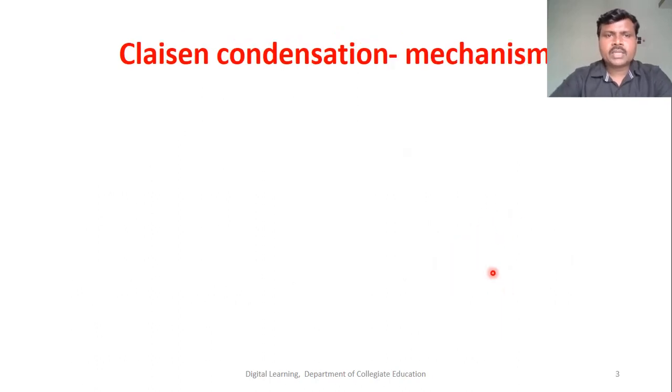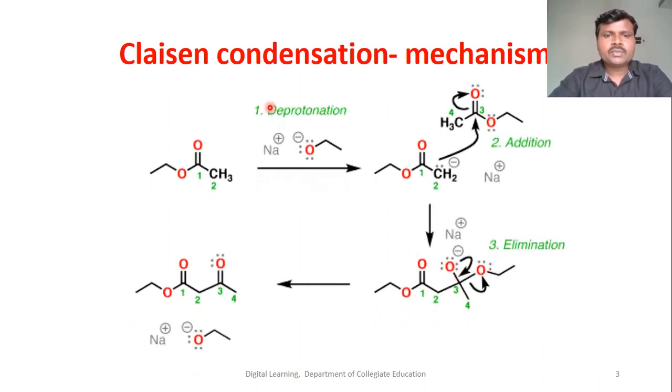Next we'll move on to the mechanism of Claisen condensation reaction. The mechanism involves three steps: deprotonation, that is removal of proton, the second step is nucleophilic addition reaction of carbanion, and the third step is elimination of alkoxide ion. In the first step, the base ethoxide ion removes the alpha hydrogen atom of ethyl acetate. This is the ethyl acetate. One of the protons is removed by alkoxide ion to give carbanion, that is a carbon atom having negative charge.